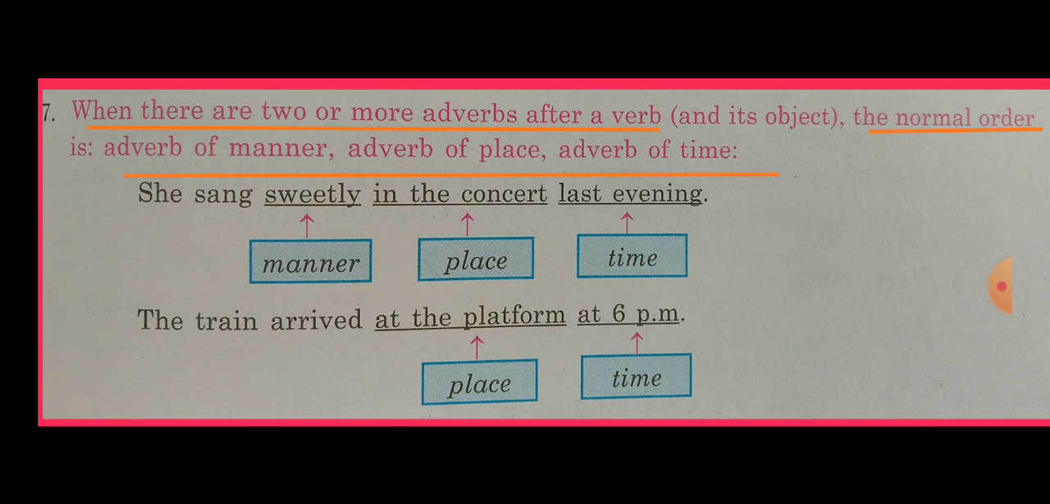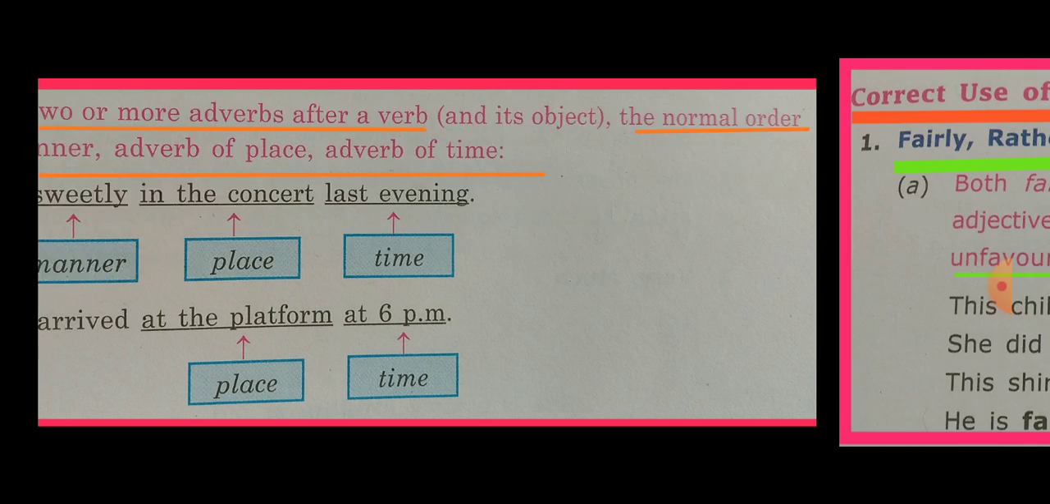Next one, when there are two or more adverbs after a verb, then what to do? The normal order is first we will put adverb of manner, then adverb of place, then adverb of time. This is a proper sequence if we are having more than one adverb in a sentence. Like, she sang sweetly, that is manner, in concert, place, last evening, time. So the proper order is manner, then place, then time. But if we are having only two, then also the sequence will remain the same, first place then time.